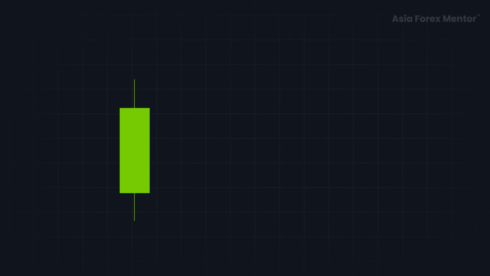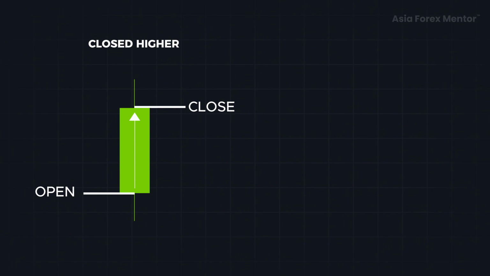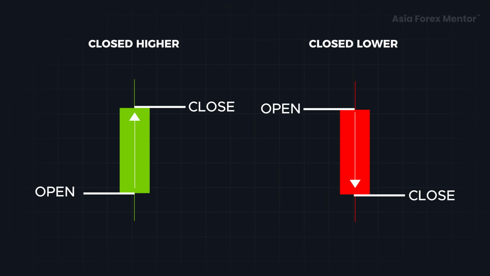Now, when it comes to colors of the bars, it is important. A green bar means that what? The price has closed higher for the day. It closed higher than the opening price, right? While the red bar is the other way. The red bar means that the price has closed lower. So it means that the day started with the price here at the opening, and then after that it ended there.